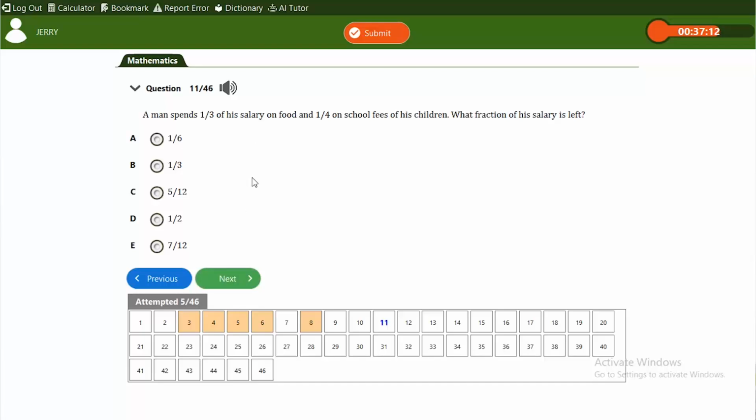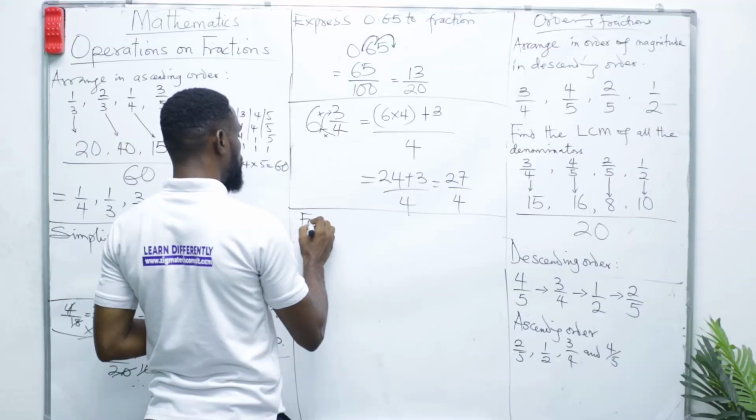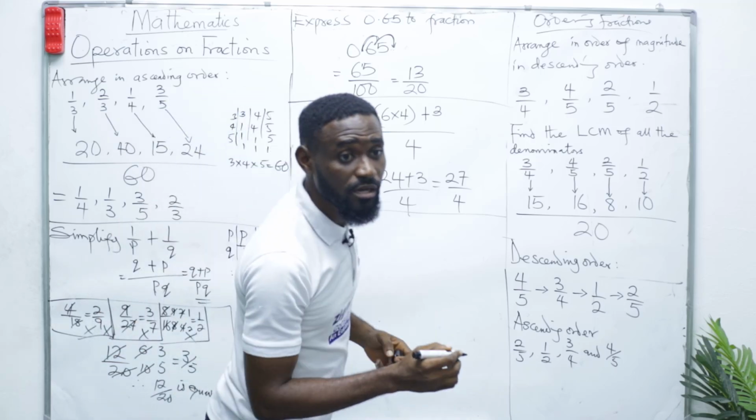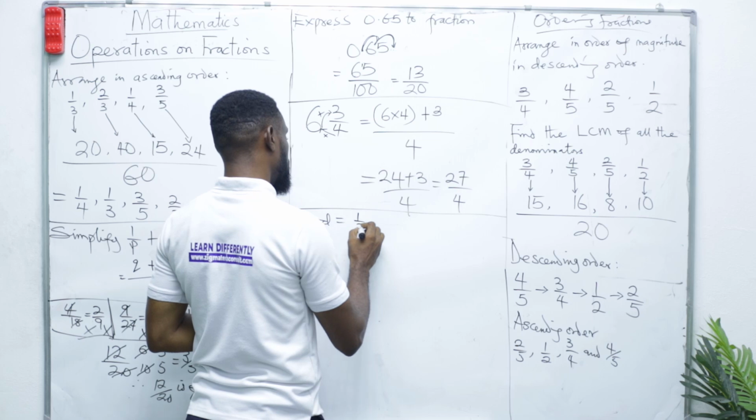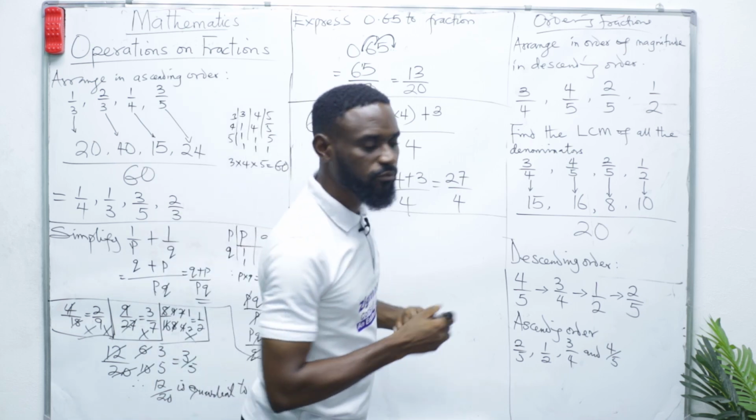A man spends 1/3 of his salary on food and 1/4 on school fees of the children. What fraction of his salary is left? Okay, let's look at that. Now, the question says a man spends 1/3 of his entire salary on food. Okay, so a man spends on food, he spends 1/3 of his salary.